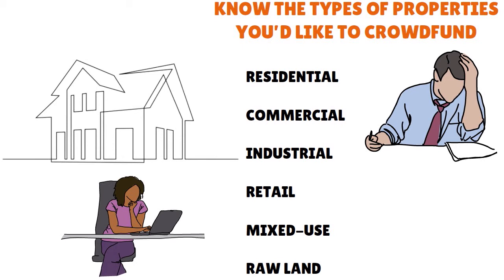So when you read the memo relating to that particular investment, you want to position yourself and know exactly what kind of properties we're talking about. Are we talking about residential properties, commercial, industrial, retail, mixed use, raw land? Because all those different types of properties have different risk profiles, right? They have different ROI spectra.